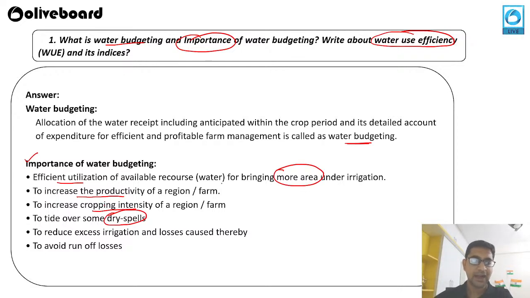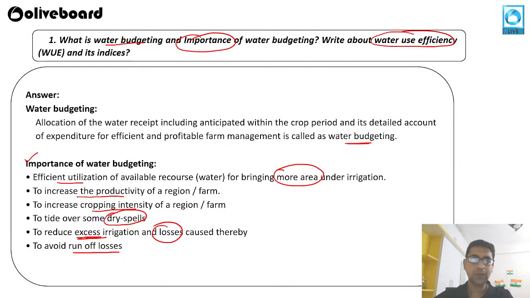It also reduces the excess irrigation and the losses caused by these things, and it also avoids the runoff of the water. That means the water is simply running off like that, and people are simply using the water without understanding how much water to use, where to use, and when to use.